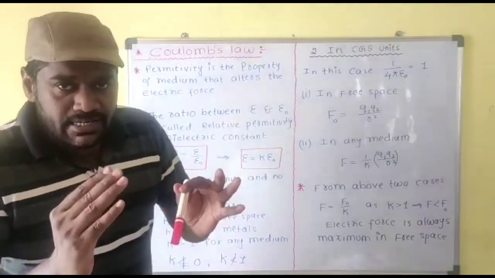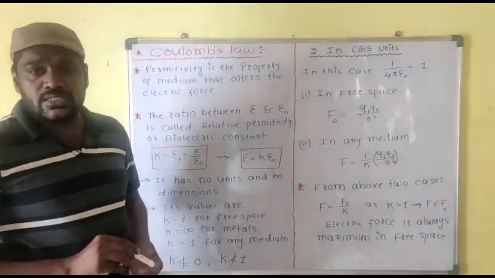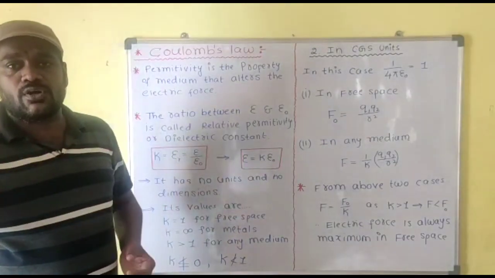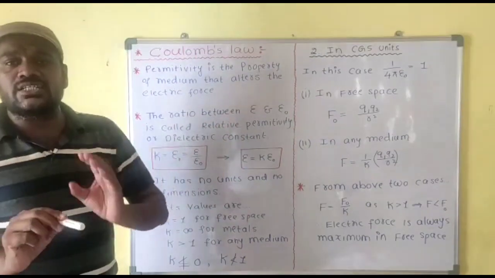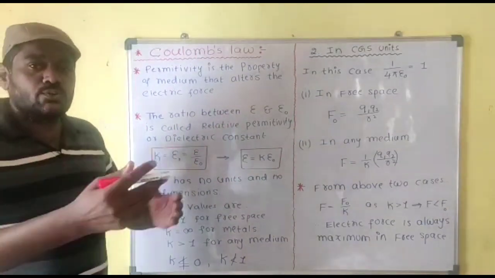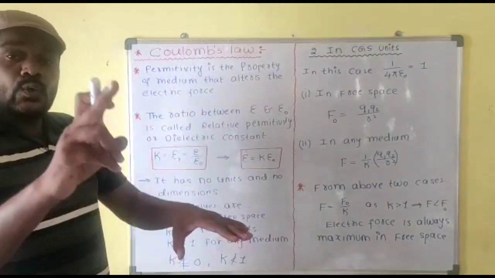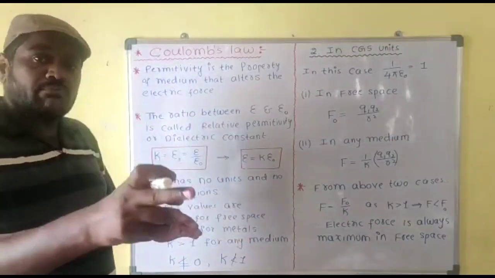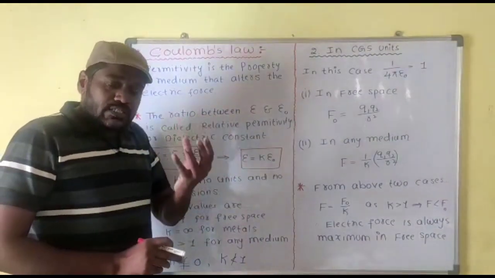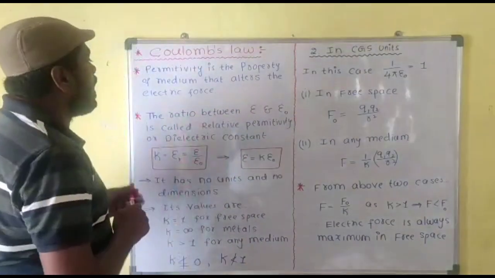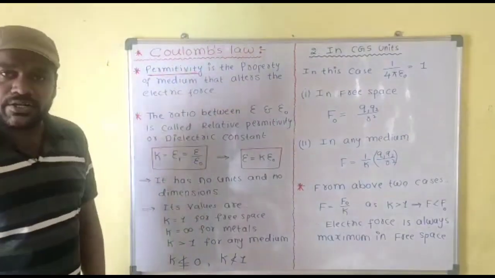Who is responsible for this decrease in the electric force? You are not changing the first charge, the second charge, or the distance between them. What you changed is just the medium. Due to the medium change, the electric force decreases. So the property of that material or medium which reduces the electric force is called permittivity. That is the first point.